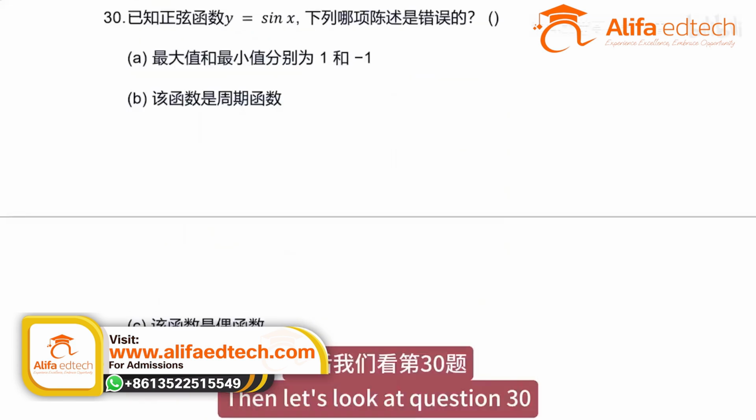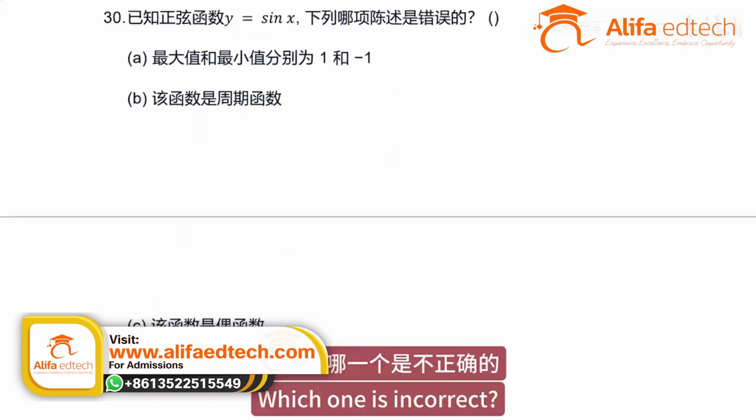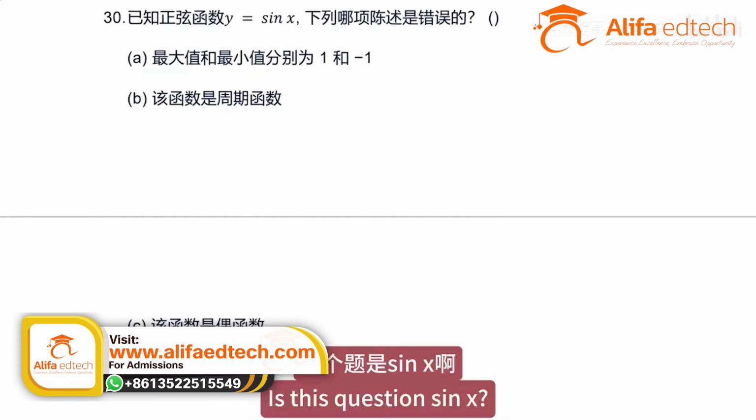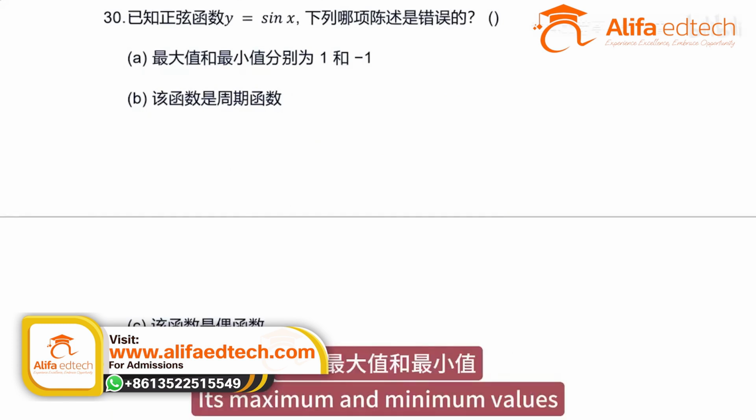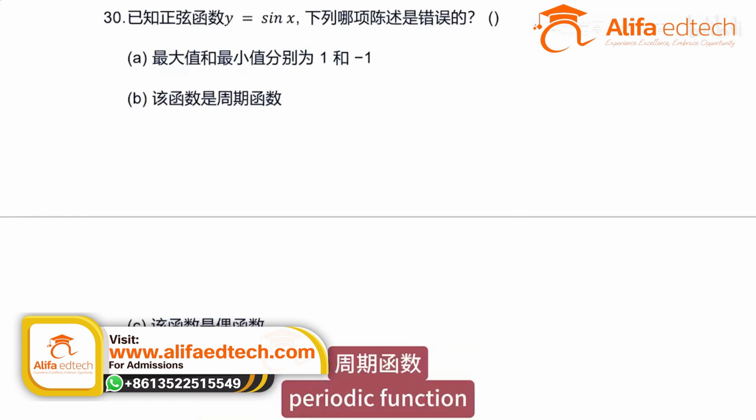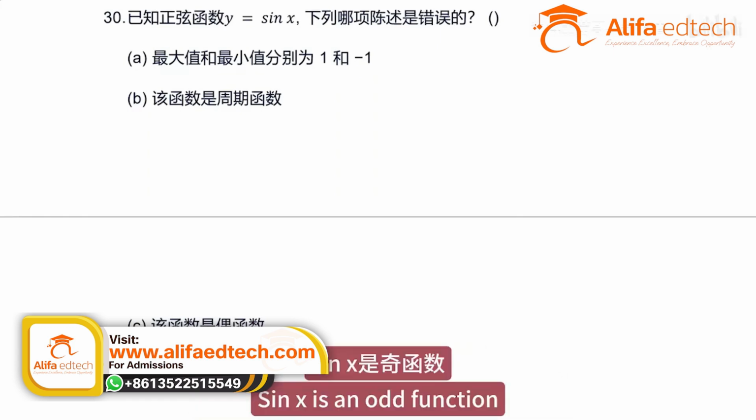Now let's look at question 30. For question 30, which one is incorrect? This question is about sin x. Its maximum and minimum values are just plus or minus 1, right? It's a periodic function, so there's no problem here. Sin x is an odd function, not an even function, so the third one is incorrect.